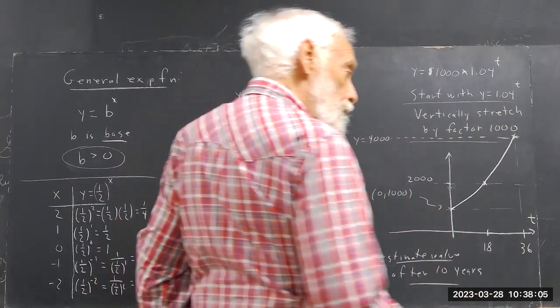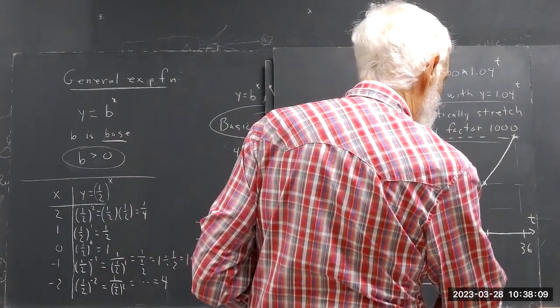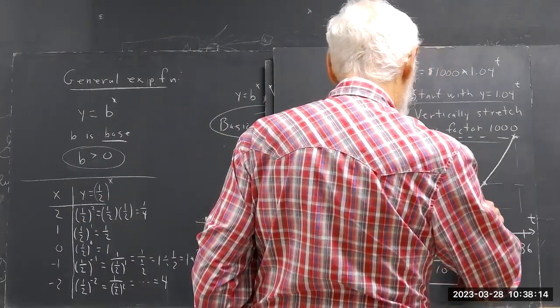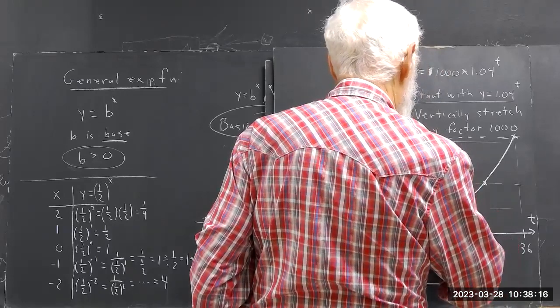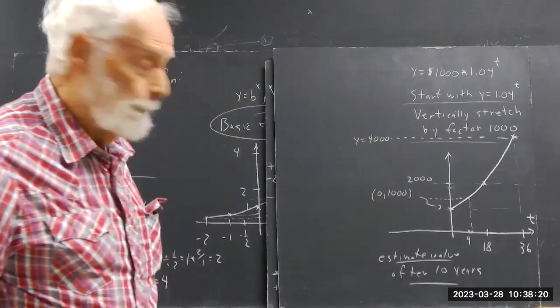To estimate the value after 10 years, 18 is here. If you cut that in half, you get 9. So 10 is going to be about here. So according to my graph, there we are.